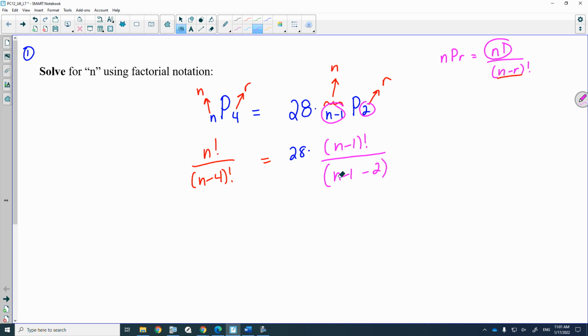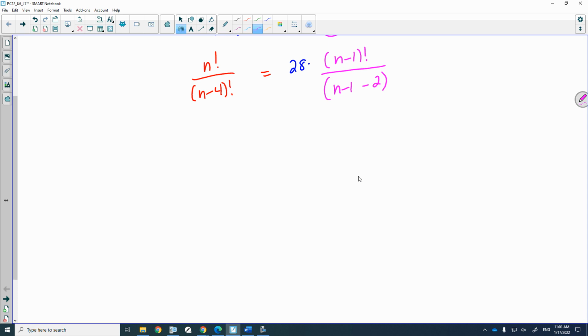Let's clean this up over here. And what we would have on the left-hand side, we'd have n factorial over n minus 4 factorial is equal to 28 times n minus 1 factorial. And if I simplify the bottom, negative 1 minus 2 is going to be negative 3. So that would give me n minus 3, close bracket, factorial.